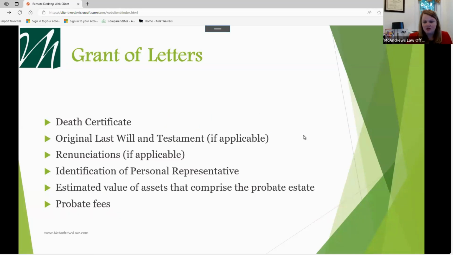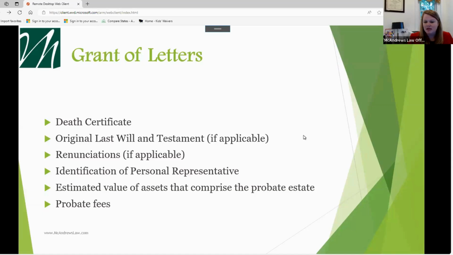You need the original, so not a copy of the death certificate, well, I guess it technically is a copy. You need that green colored death certificate. If there is a will, you need the original last will and testament. So that's why we always tell you to keep your wills in a safe place, which is not a safe deposit box. A renunciation, and we'll talk a little bit more about them later if they're applicable.